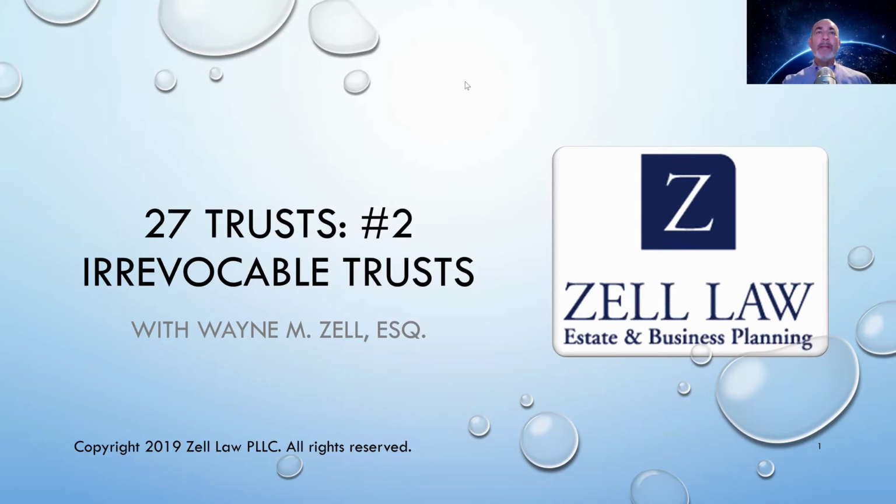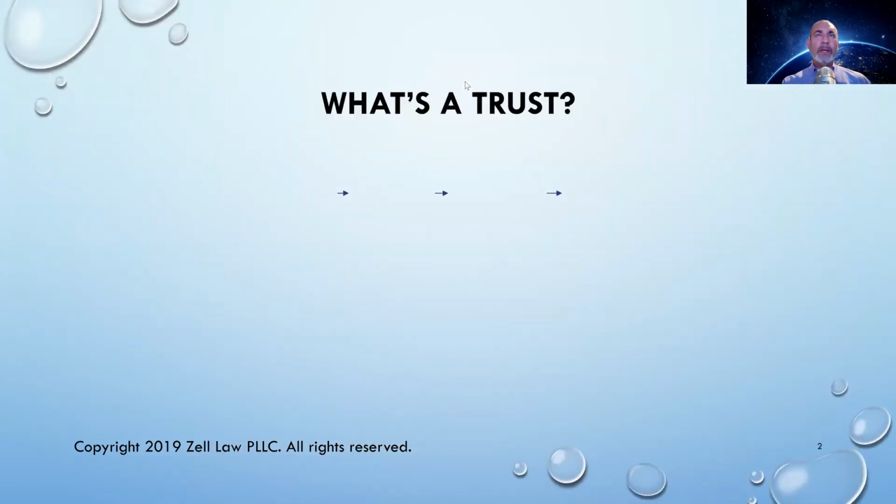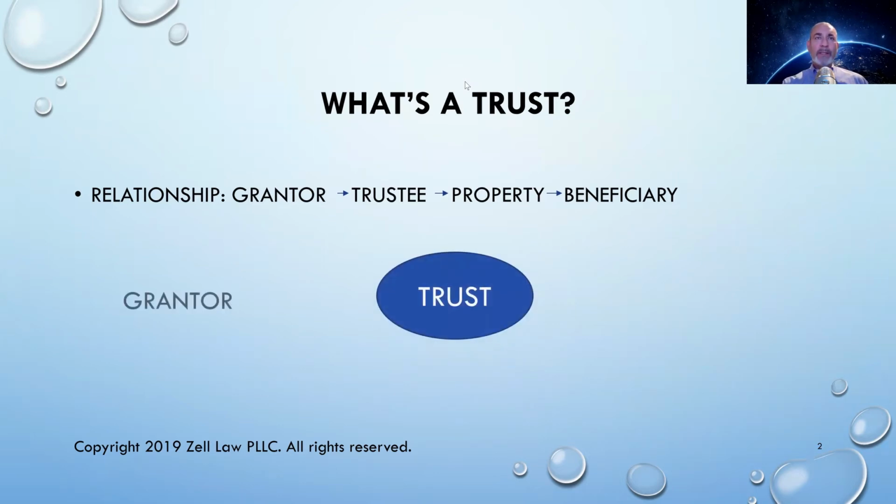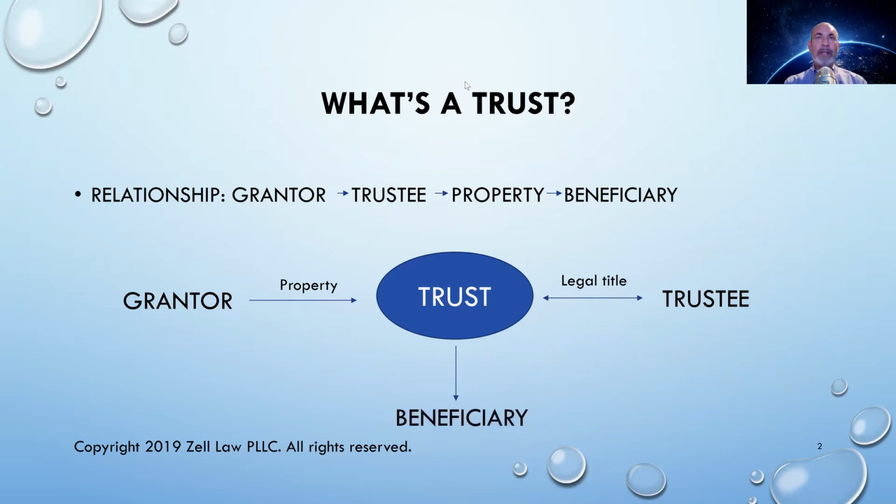Today we're going to be talking about estate planning, and about one of the 27 trusts known as an irrevocable trust. Now, a reminder, what's a trust? It's a relationship between a grantor, a trustee, property, and a beneficiary. The trust is the holder of assets, and the grantor contributes property to the trust. The trust holds legal title in the name of the trustee, who is responsible for managing the assets for the benefit of a beneficiary. Simple as that.